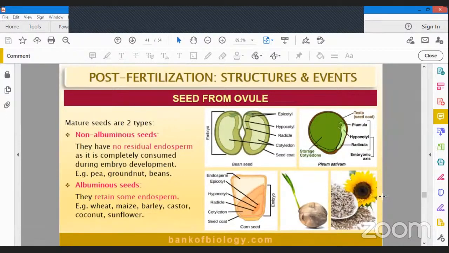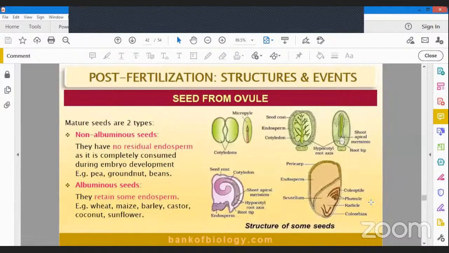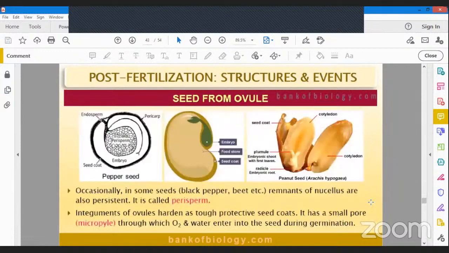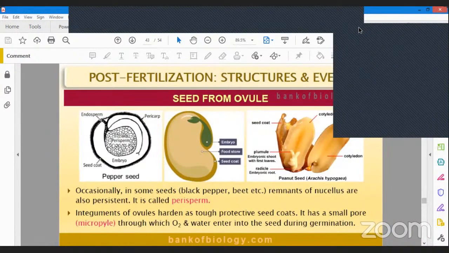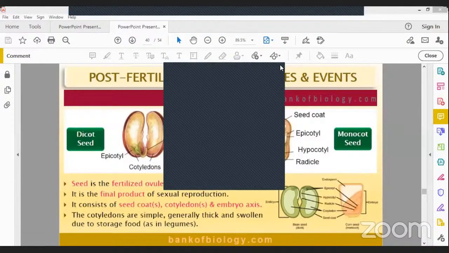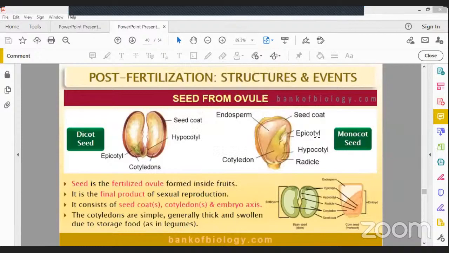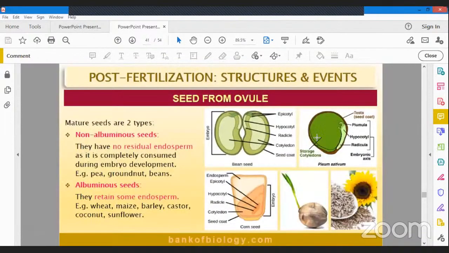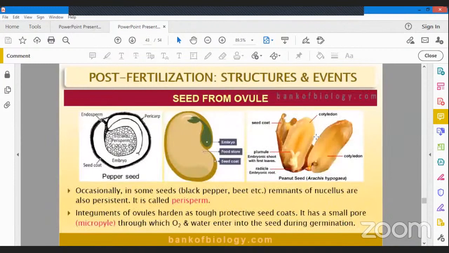So we go to the next part. Occasionally, in some seeds, the remnant of the nucellus is also persistent, which is called the perisperm. Take down perisperm. If the nucellus persists, then it is called perisperm. This is all important for NEET.